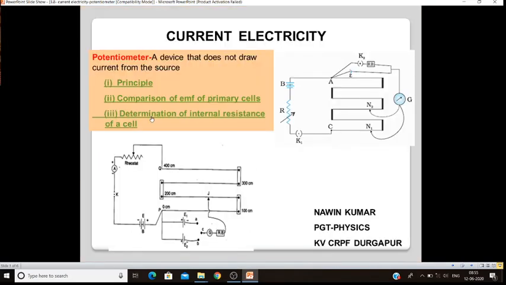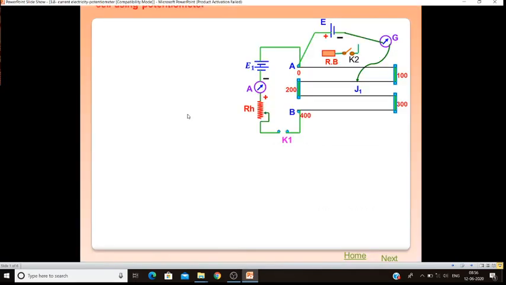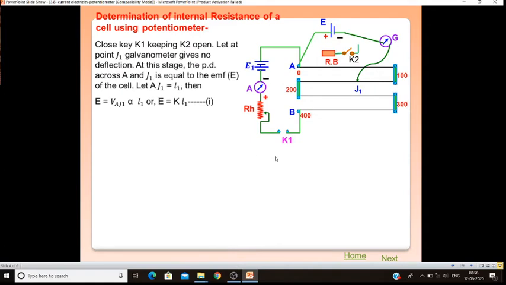Our next application is determination of internal resistance of a cell. First here, see, in place of a cell, a resistance box is added. It is the circuit diagram. Now, when the switch K1 is closed and K2 is open, current now starts. Let at point J1 there is no deflection in the galvanometer.